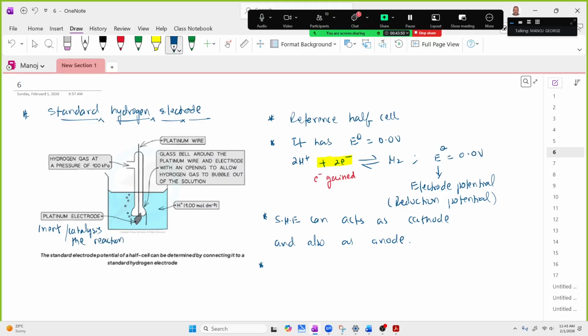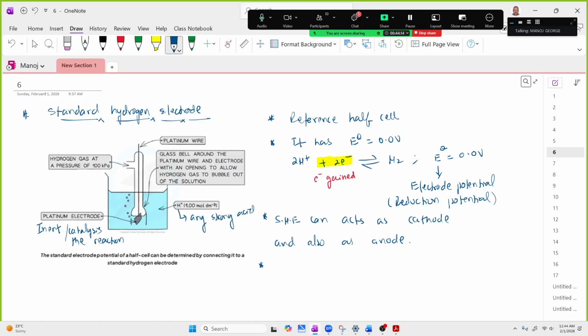So platinum surface, it's inert. It does not interfere in the reaction kinetics. It does help in speeding up the rate of reaction. And I can take any acid. This can come from any strong acid. But be careful. I want an acid that can give me H plus concentration 1 mole per dm cube.